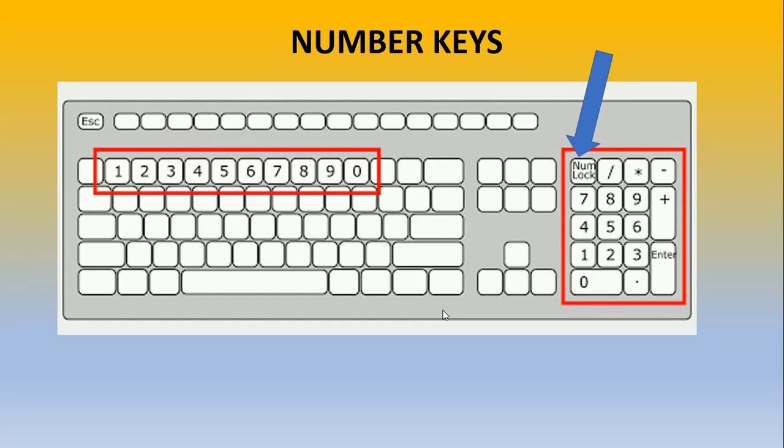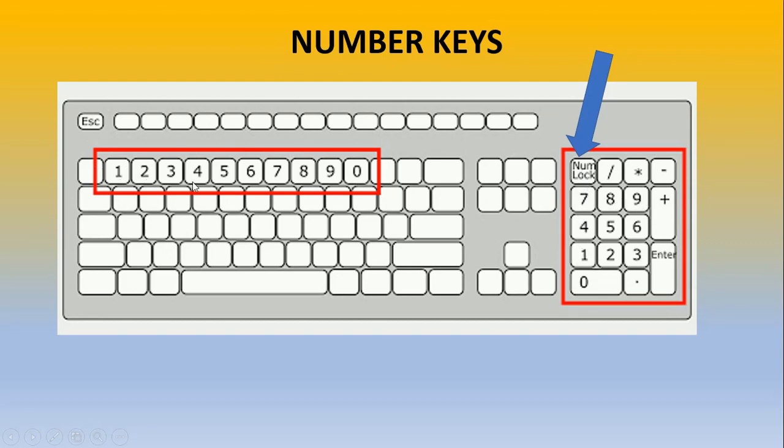When you want to use the numbers on the keypad on the right side of the keyboard, first of all you have to press Num Lock. With the blue arrow it is marked here. This button is called Num Lock. So before using these numbers, first of all you have to press this Num Lock. After pressing Num Lock, you can use these numbers. Otherwise you will not be able to use these numbers.